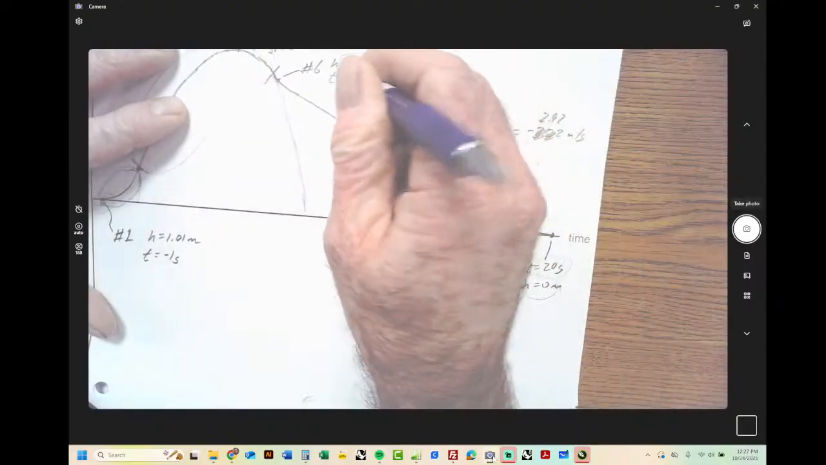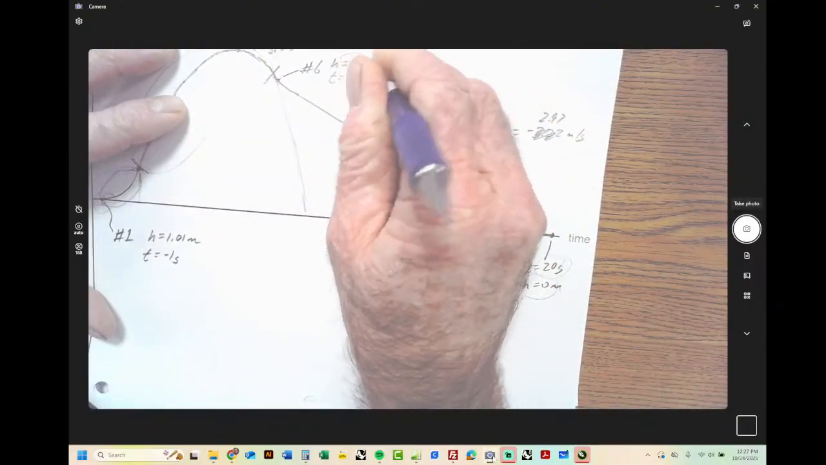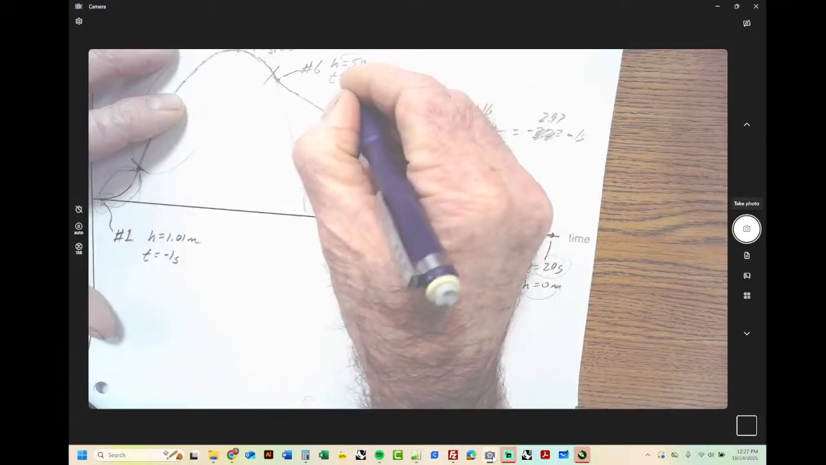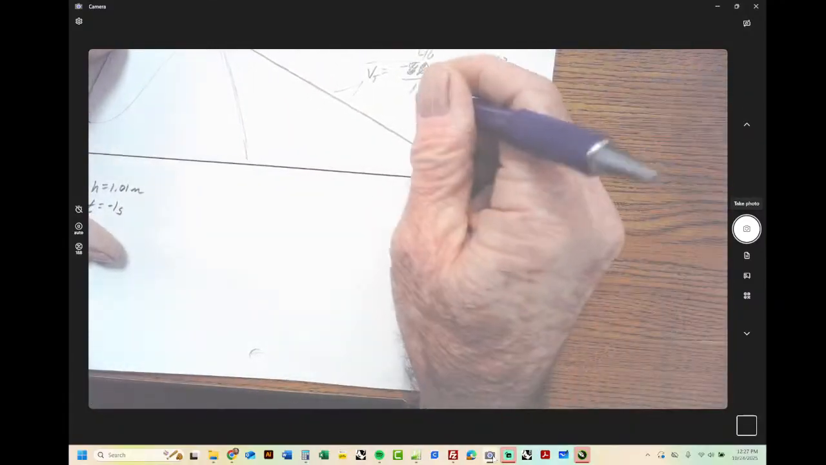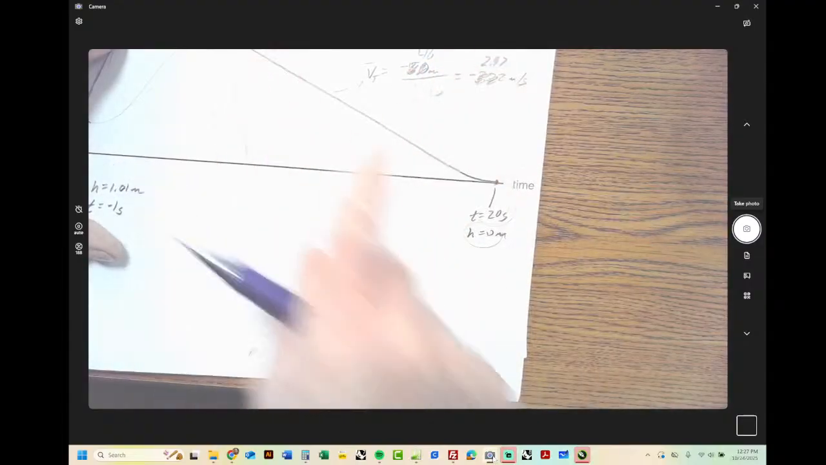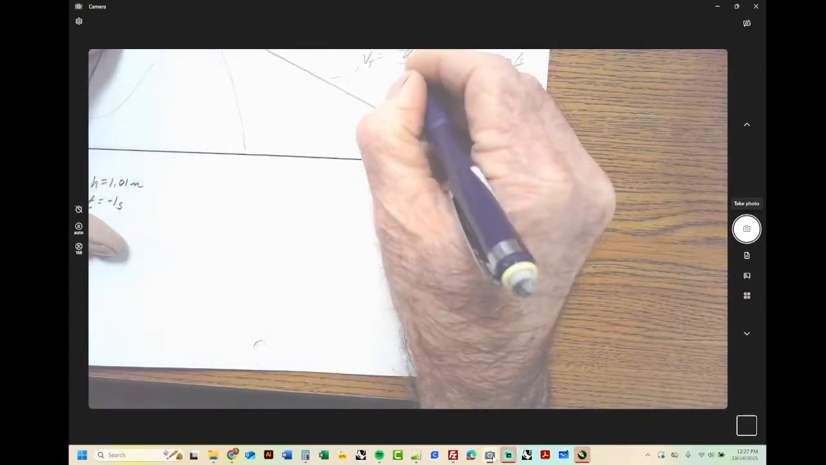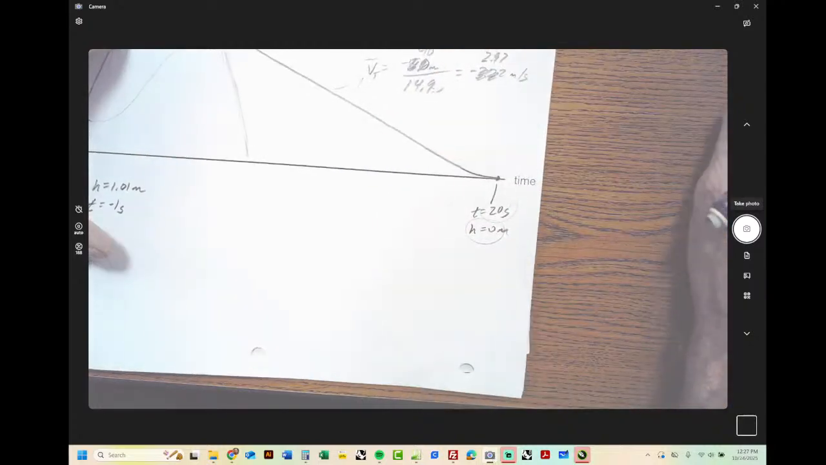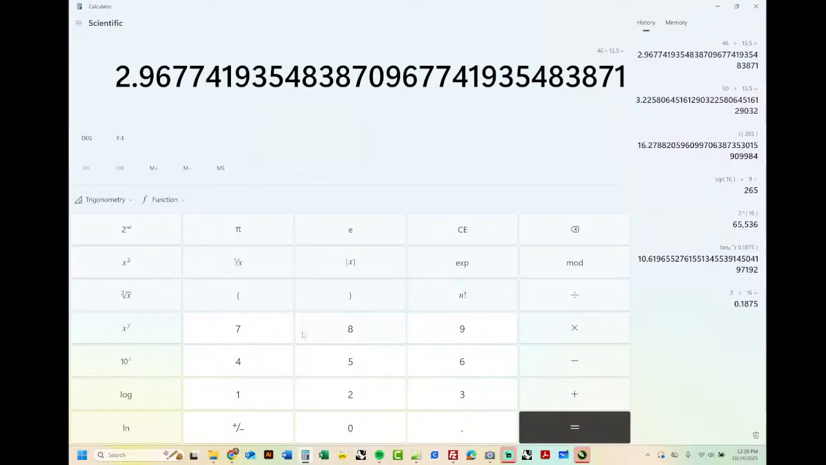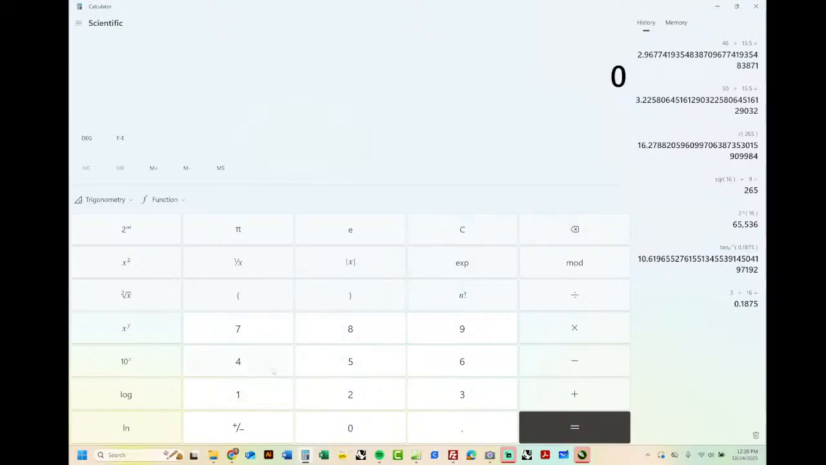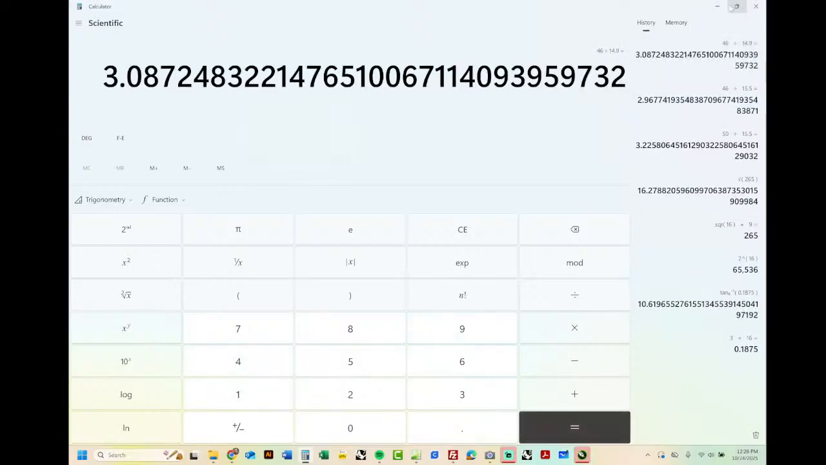So this is supposed to be 5.1. And then 5.1 to 20 would be 14.9. This is the last time I'm going to do this. So 46 divided by 14.9 equals 3.08.